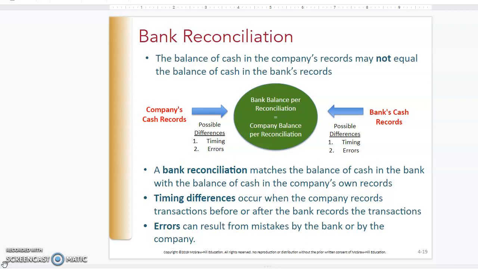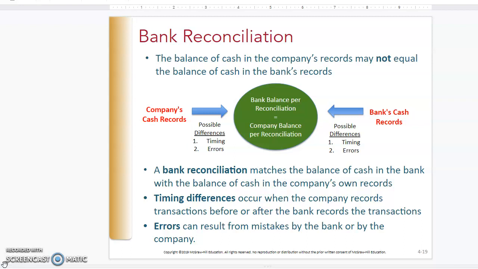Some examples of things recorded on the company's books that are not on the bank record yet. First, a deposit that is recorded on the books as an increase to cash on the last day of the month. Put in the night deposit at the bank, it will not show up on the bank statement until the next day, which is the next month. That is called a deposit in transit.